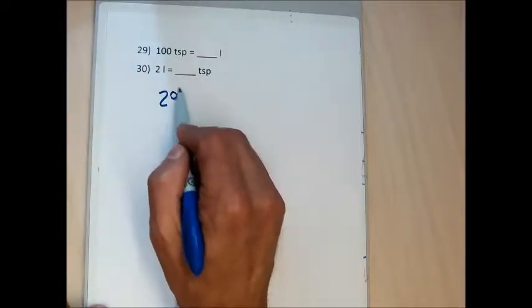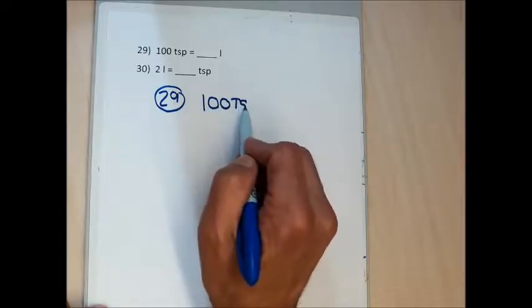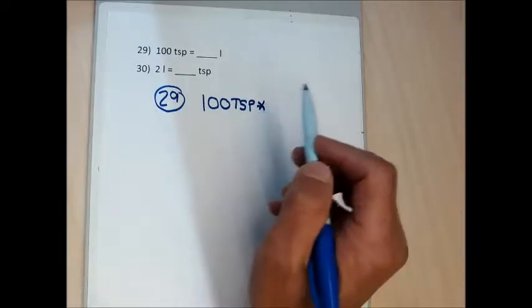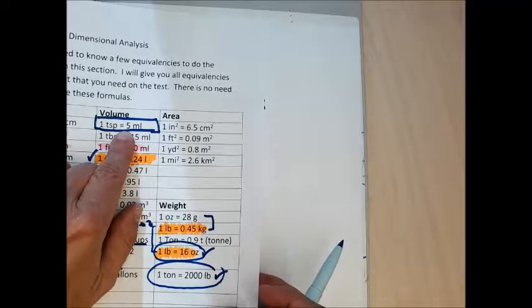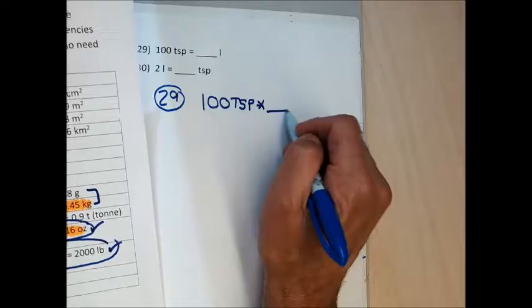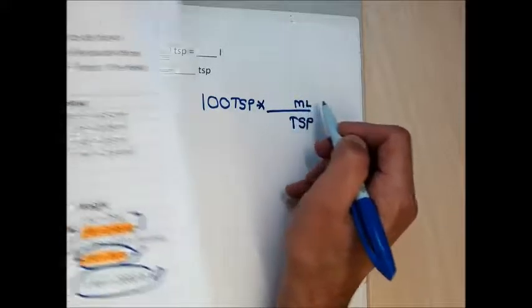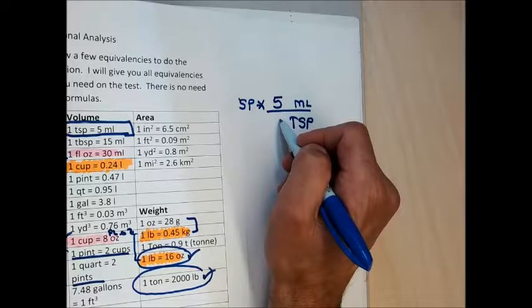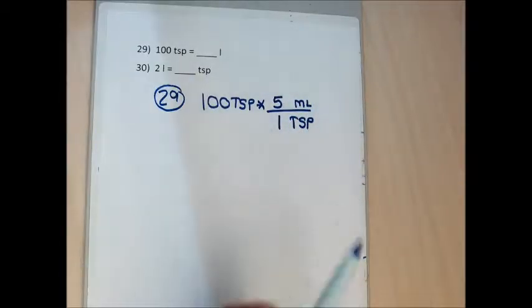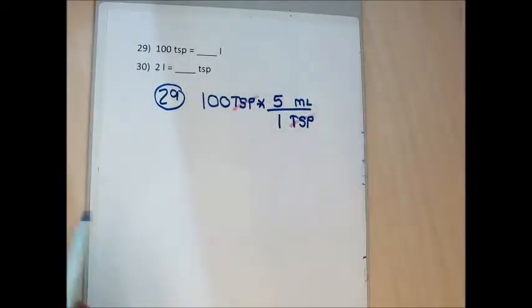When I go to do 29, I start off with 100 teaspoons. I want to end up with liters. The only relationship I see with teaspoons is this one, so I've got to use it. And how am I going to use it? I'm going to put teaspoons in the denominator because I'm getting rid of them, milliliters in the numerator because I'm ending up with them, and it's 5 milliliters is 1 teaspoon. I get rid of the teaspoons, which is nice, but I end up with milliliters.